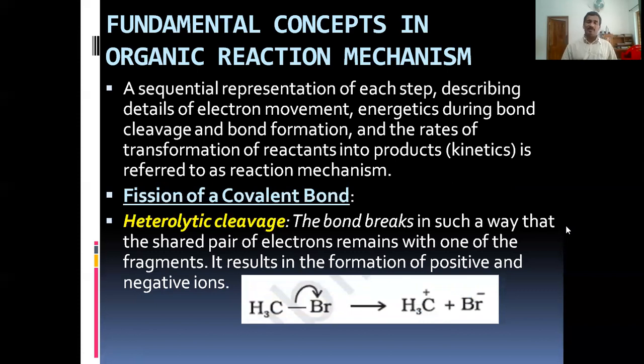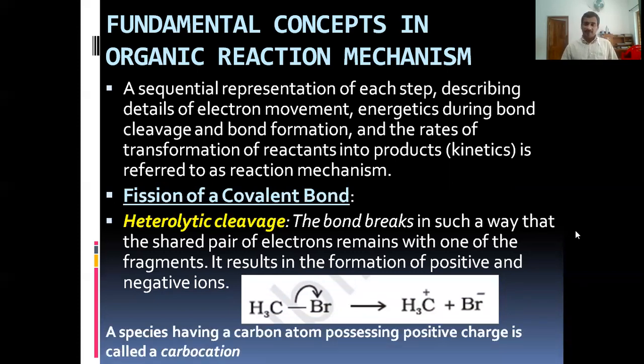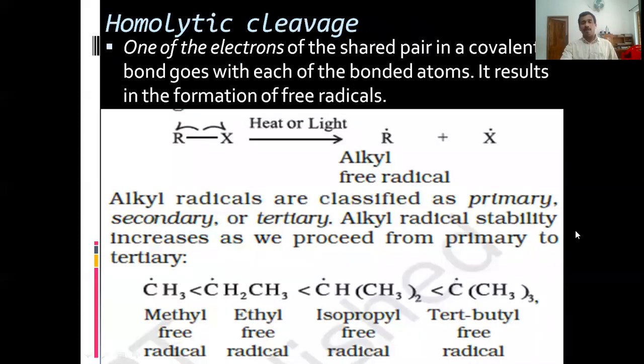An example, CH3Br. When it dissociates, the bonded pair of electrons completely moves to bromine. So bromine changes to Br minus, bromide ion, and CH3 changes to CH3 plus, methyl ion, methyl cation. We'll call a cation containing carbon atom as carbocation. Species having carbon atom possessing positive charge is called carbocation.